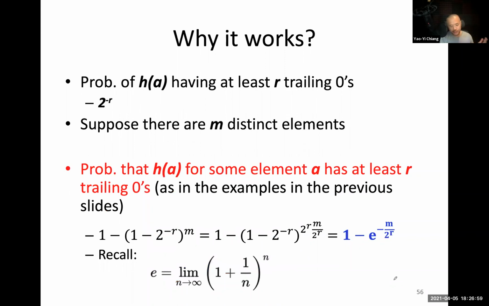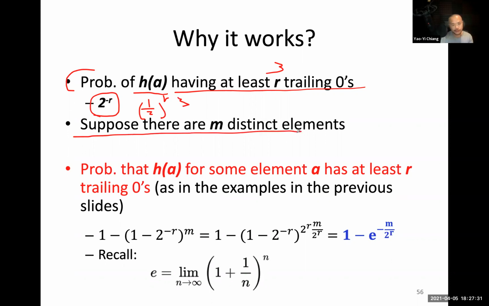So why does this algorithm work? Well, if we look at the probability of the hash function h of a, taking a and generating an output, having at least R trailing zeros, this will be 2 to the power of minus R. Like in our example, if you have 3 trailing zeros, R is 3. Suppose there are m distinct elements, it becomes this.